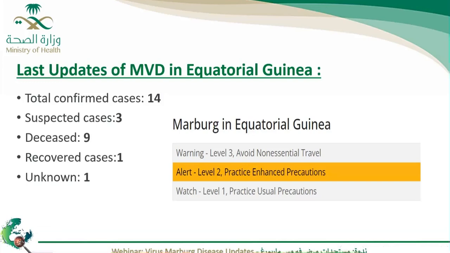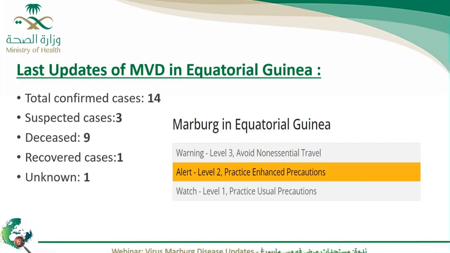On 20 of March, 2 more laboratory confirmed cases were reported also. For the situation now, last updated till 4th of April, the total confirmed cases were 14, suspected cases 3. There are 9 deceased cases, 1 recovered case, and there is 1 case with unknown health status.